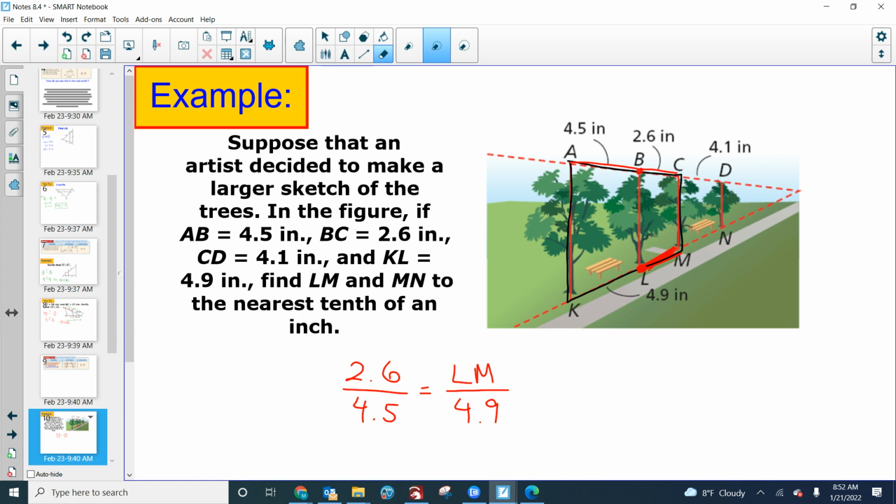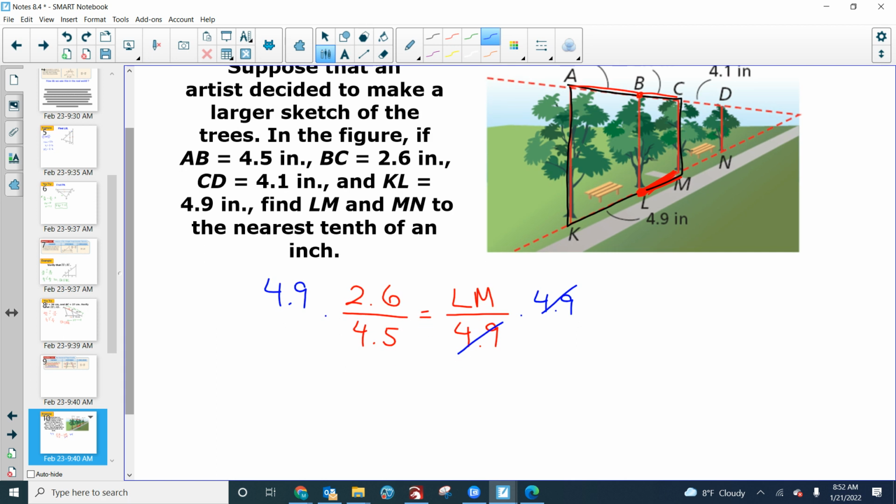If you use my shortcut, you're just going to be multiplying by 4.9 on both sides. So I would do 4.9 times 2.6 and then divide that by 4.5. You better get an answer for that. 39.2 sounds kind of steep. 2.8. Okay. Yeah, 2.83. It said nearest tenth, so 2.8 would be perfect. So LM is 2.8 inches.